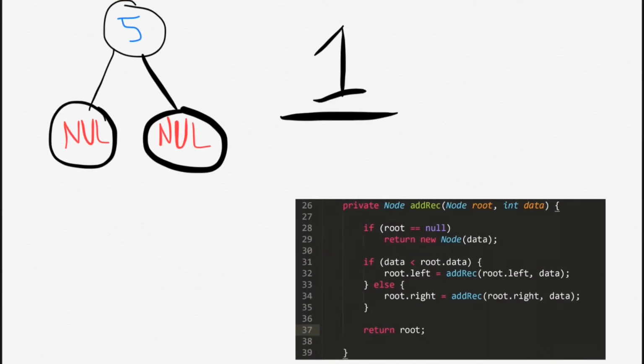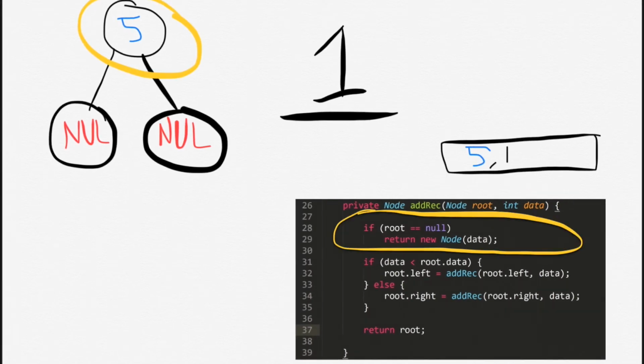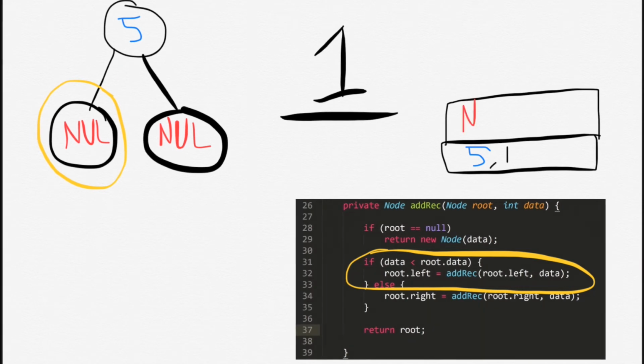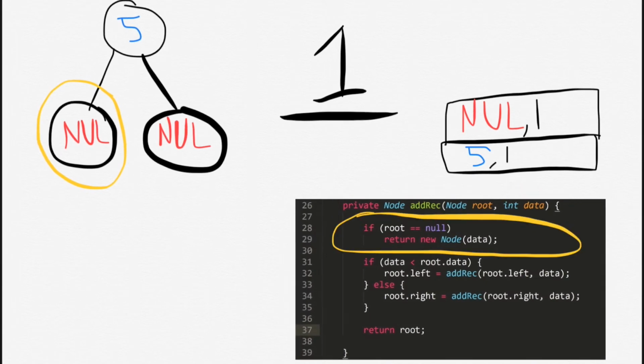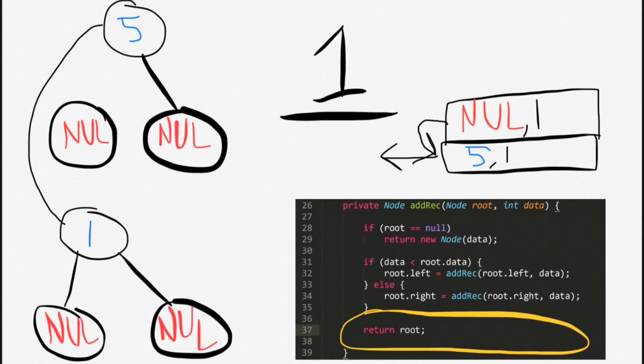To add an element 1, we push the function call with the root and data to add to the call stack. The root is not null, so we continue down our function. 1 is less than 5, so we recursively call addRec with the current root node's left child as the root. Entering the function again, the root is null, so we create a new node of 1 and return it to the previous function call, updating node 5's left subtree reference, and finally returning the root.